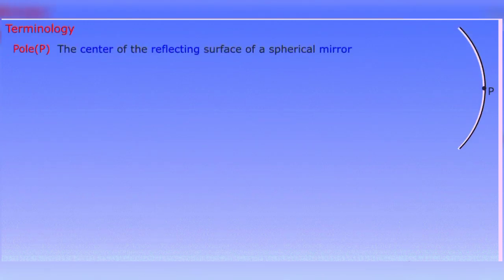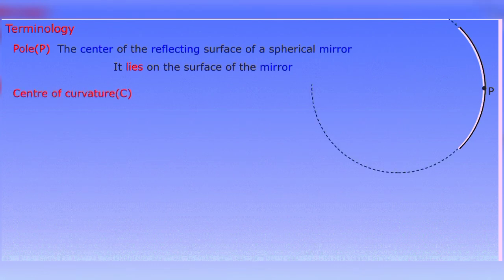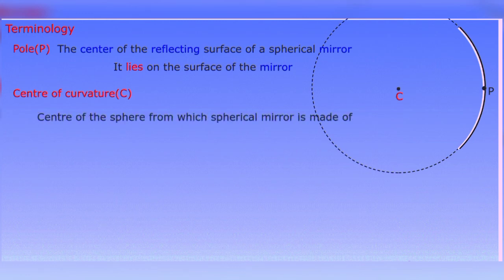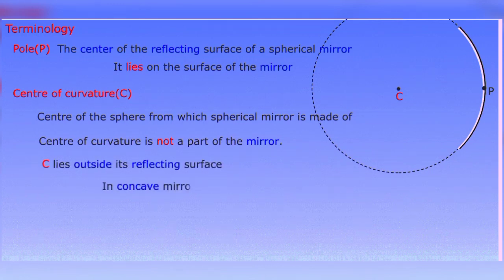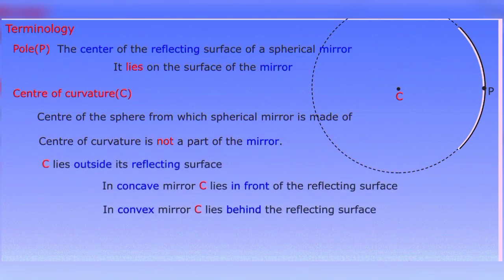First is pole, the center of the reflecting surface of a spherical mirror. It lies on the surface of the mirror. Second is center of curvature, the center of the sphere from which the spherical mirror is made. A center of curvature is not a part of the mirror. C lies outside its reflecting surface. In concave mirror, C lies in front of the reflecting surface. In convex mirror, C lies behind the reflecting surface.